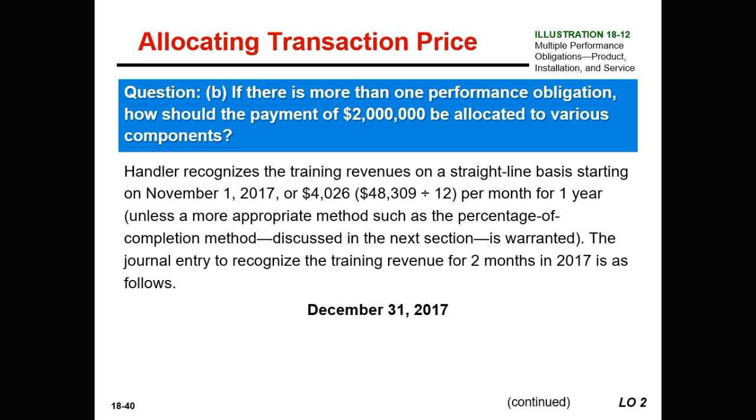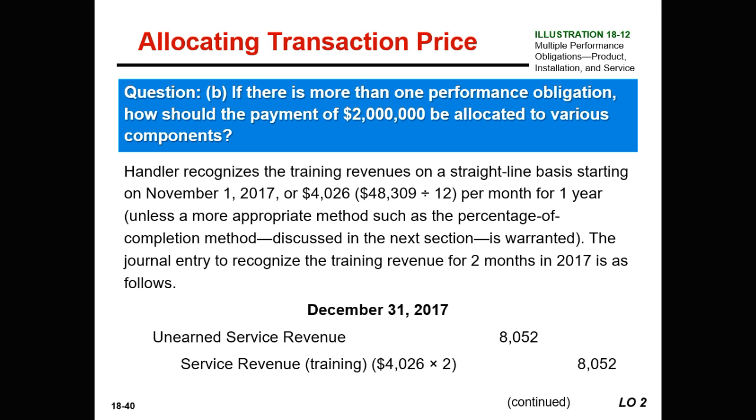So to recognize the training revenue for 2 months, we take $8,052 from our unearned service revenue and recognize it as service revenue in the current period.